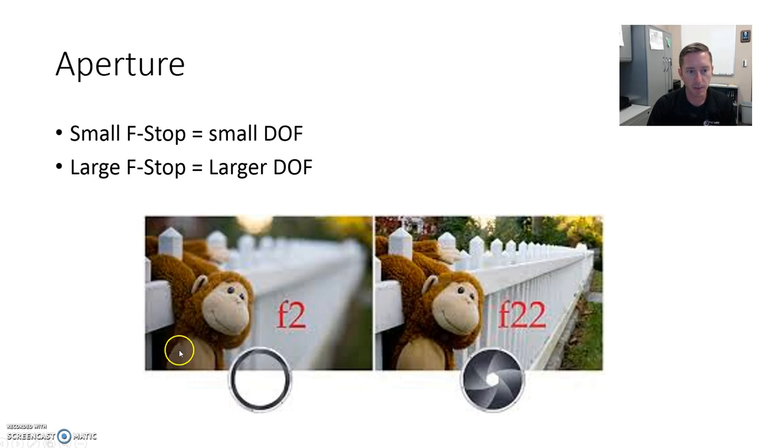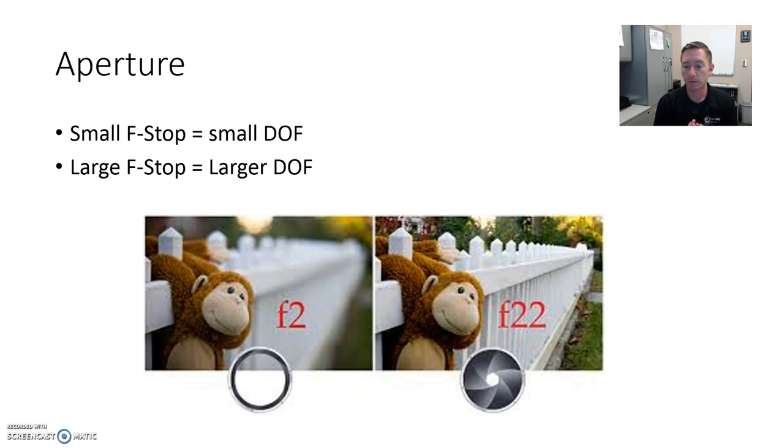So our aperture here is big, wide open, f2. We can see the monkey, and the fence pickets vanish pretty quick. Versus when we have f22, we have less light coming in. We can see all the fence pickets and the monkey.